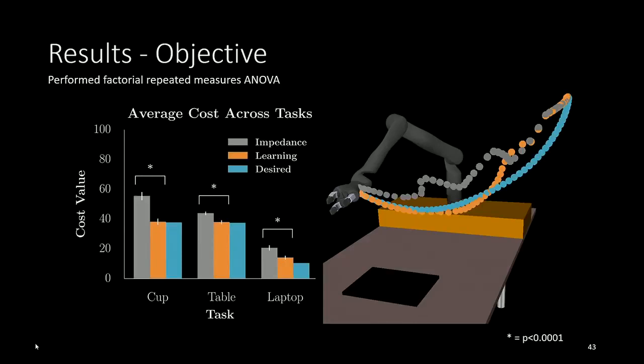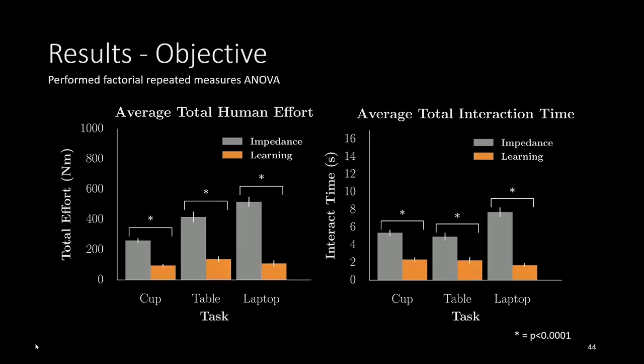We also found, if you look here at a sample participant's data, that if the blue trajectory is the desired trajectory that the human would like the robot to perform, it takes about 1 interaction for the person to converge to the correct optimal trajectory in the orange learning condition, while with the gray, the human has to keep pushing down, as you can see in the deformed trajectories. We also looked at the total human effort and the interaction time and found significant effects across all tasks, where learning significantly decreased total human effort and interaction time for all 3 tasks compared to impedance.